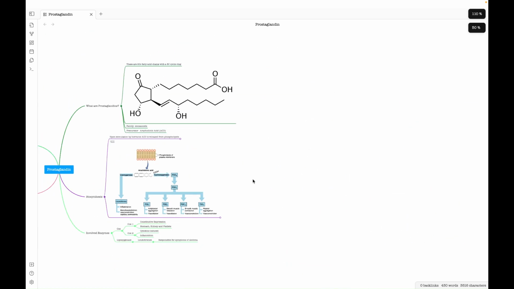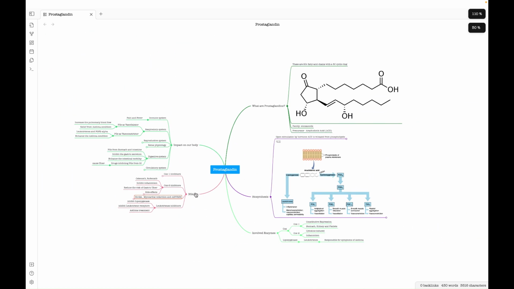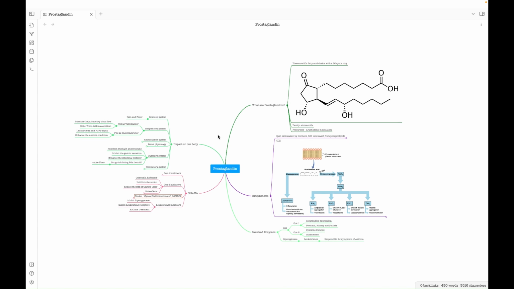So that was it for NSAIDs. Again, the full form of NSAID is non-steroidal anti-inflammatory drugs. This is it about the prostaglandin. Today we have discussed five major points regarding prostaglandin: what prostaglandins are, how they are biosynthesized, what specific enzymes are needed for their biosynthesis, how these prostaglandins impact our overall physiological system, and what NSAIDs are.